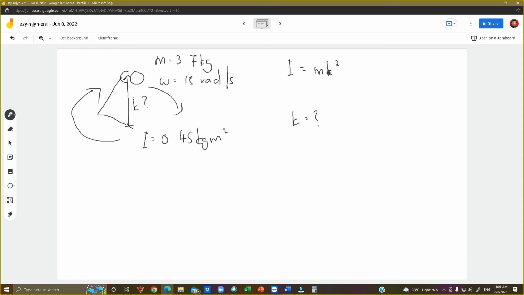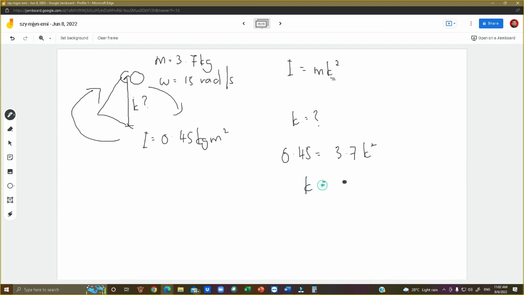Jadi kenapa dia bagi kita radius tadi? Kenapa dia bagi kita omega? Itu untuk mengaburi mata pihak lawan. Okay. We don't need to use that omega pun sebenarnya. We just need to find out K. So I equals to 0.45, M equals to 3.7, and K we try to find out.